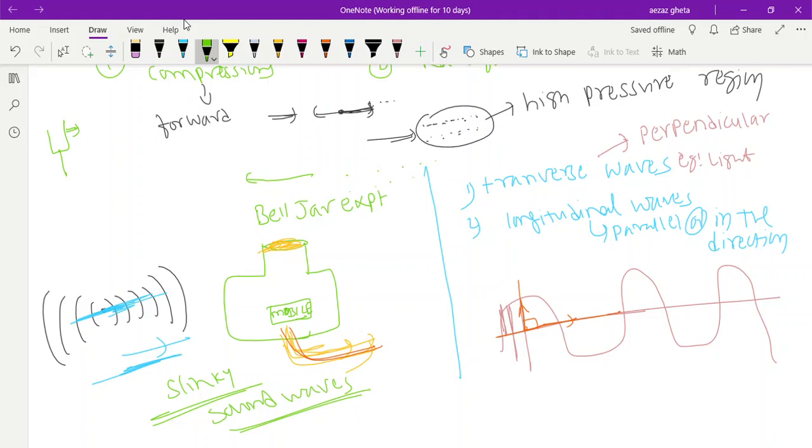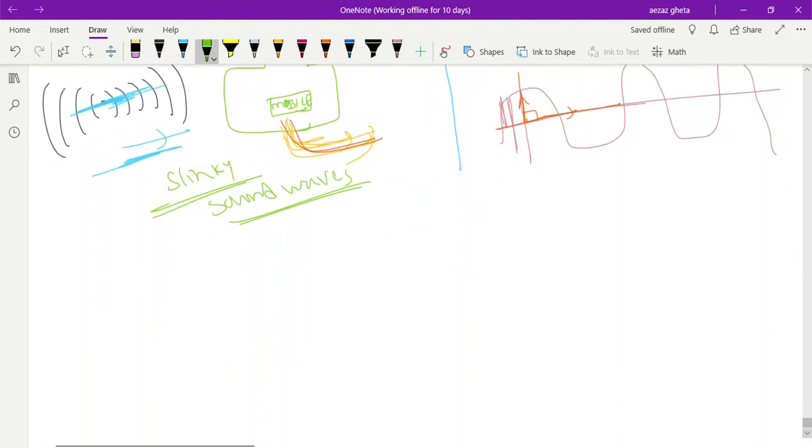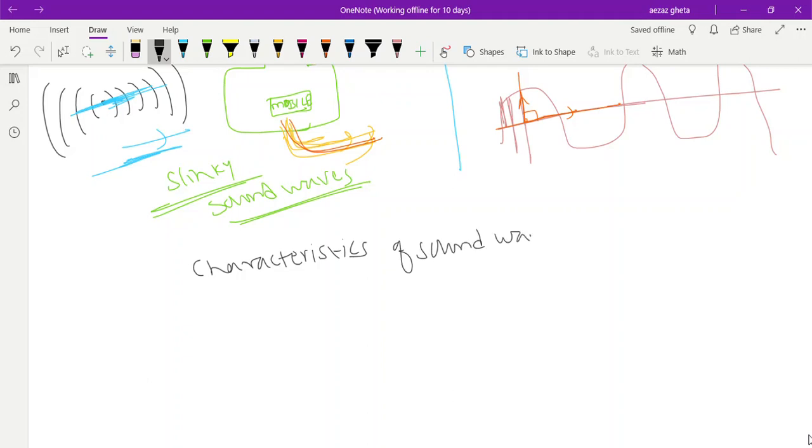Now after this we have certain characteristics of sound waves. A slinky is like a ring, like what we normally get at an exhibition, and we play up and down with that. And the next one is the characteristics of sound waves. Some definitions we should learn, like wavelength. We will learn one by one.